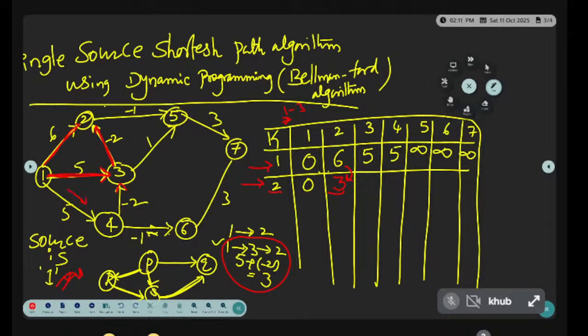We can move 4 to 3. 2 edges. With these 2 edges, what is the cost? 5 plus minus 2. So it is updated instead of 5. 1 to 3 is updated. 1 to 4 you can move, 4 to 3. That is equal to 5 plus minus 2, that is equal to 3.